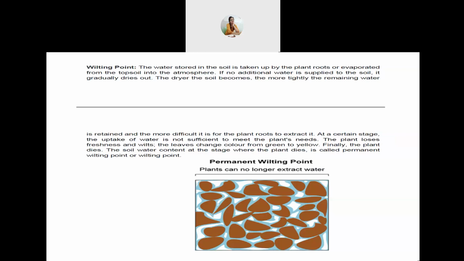At a certain stage, the uptake of water is not sufficient to meet the plant's needs. The plant loses freshness and wilts. The leaves change color from green to yellow. Finally, the plant dies. The soil water content at the stage where the plant dies is called the permanent wilting point, or wilting point.